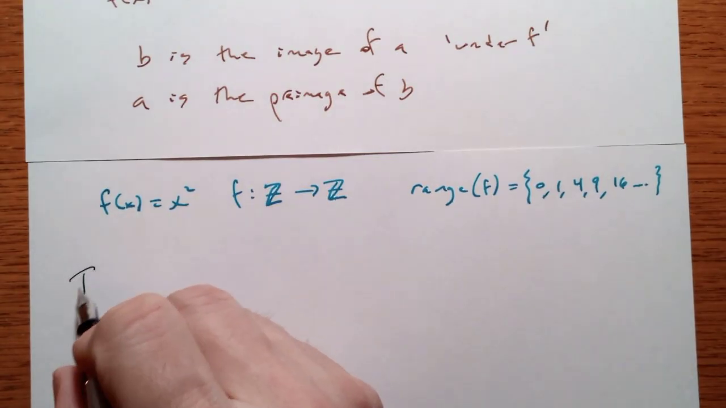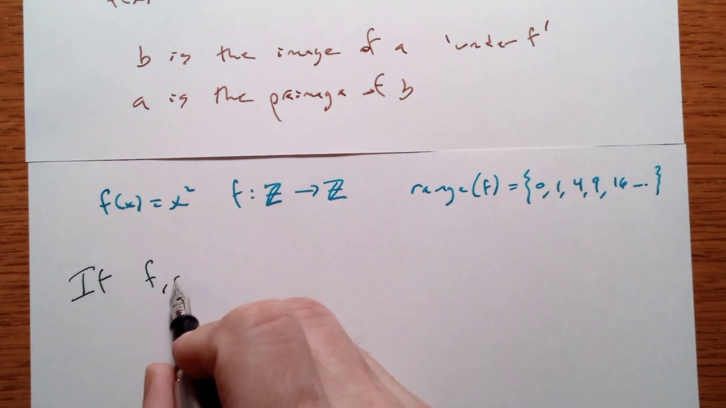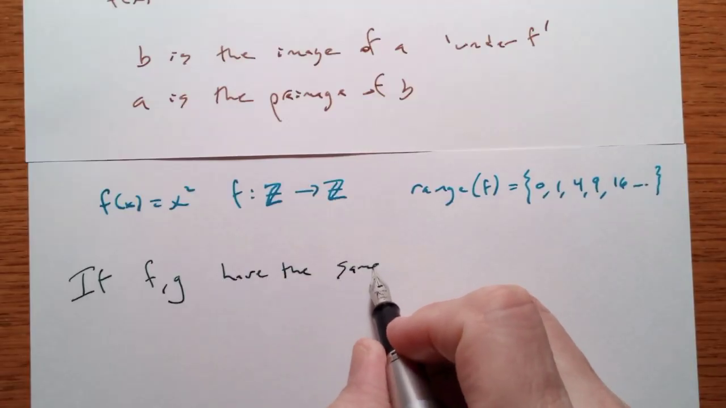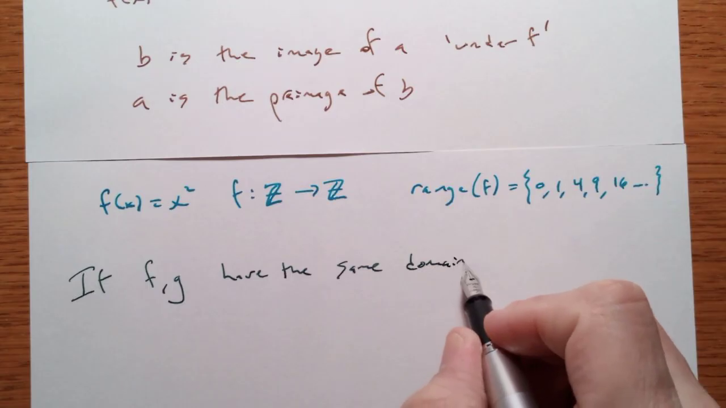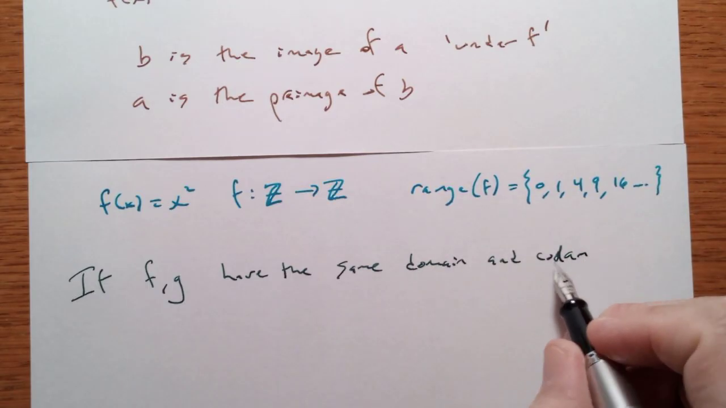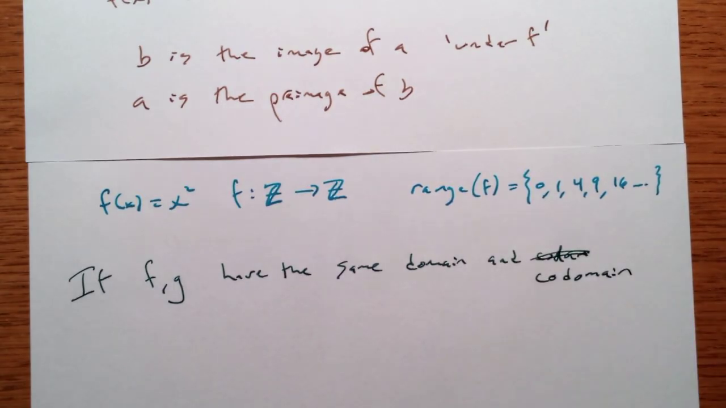If I have two functions, and I need to be particular here, they have to have the same domain and codomain. Then I can add or multiply, provided these are numbers.